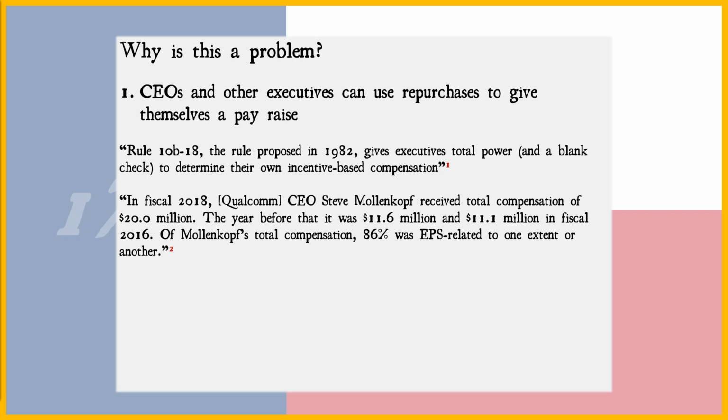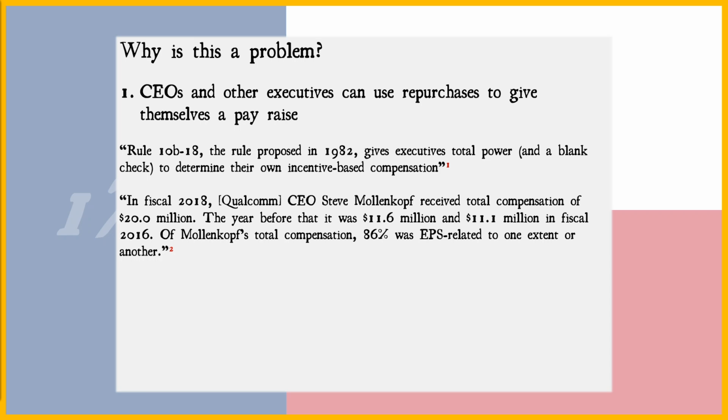Here's a good example. And I don't mean to pick on Steve Mellenkopf here, but this is a good example that I found. In 2018, Mellenkopf received total compensation of $20 million. The year before that, it was 11.6. It went up $9 million, or right on 50%. Of his total compensation, 86% was earnings per share related to one extent or another.